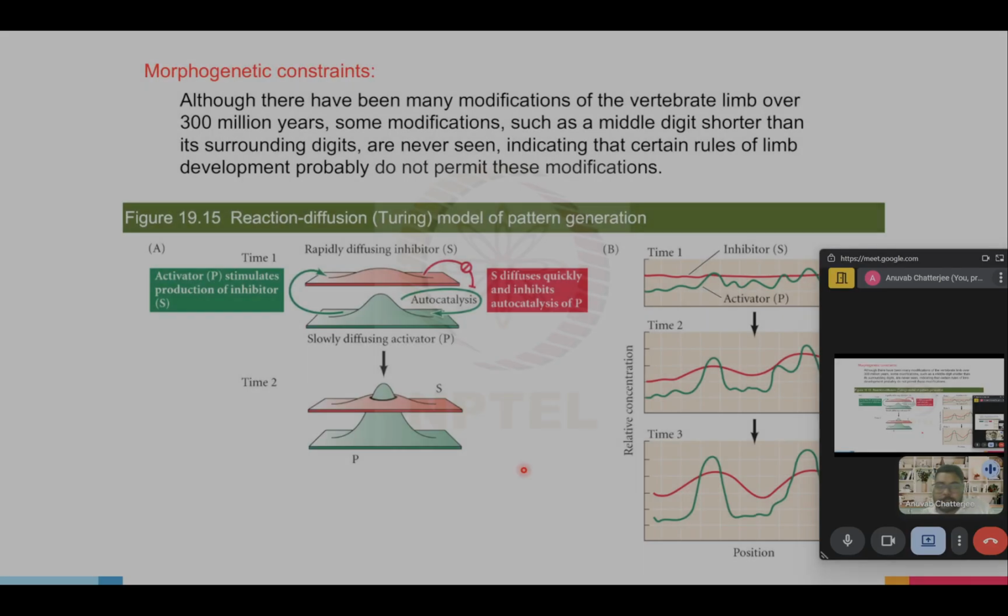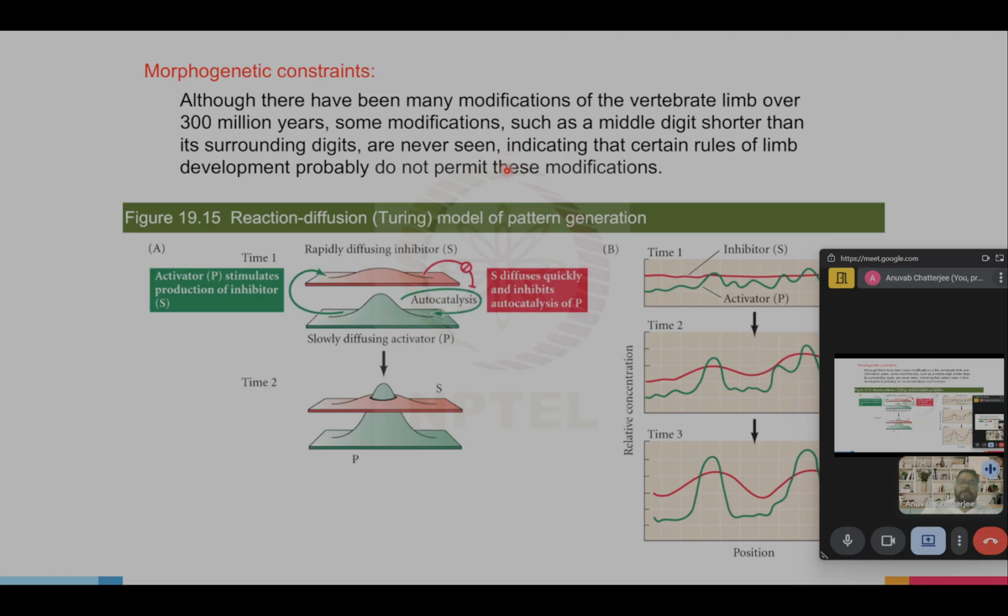Next, morphogenetic constraints. We have touched upon this previously. Although there have been many modifications of the vertebrate limb over 300 million years, some modifications, such as the middle digit being shorter than its surrounding digits, are never seen. In our hands, the middle digit is always longer than the other digits, which shows that there must be some constraint that causes this to occur the same across species.